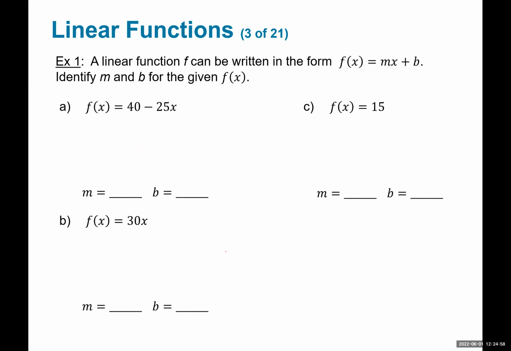All right, so now we get some practice. Example 1 says a linear function f can be written in the form f of x equals mx plus b. Identify m and b for the given function. So m, again, is the one that's married, and it's how you move. In this case, x's wife is this negative 25. B is how you begin. It's the number that's just chilling on the side, the sideline one, okay? 40.